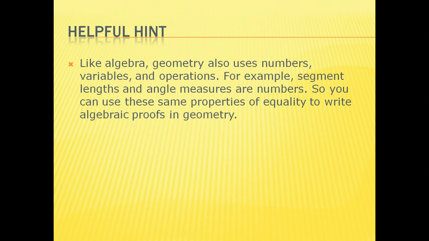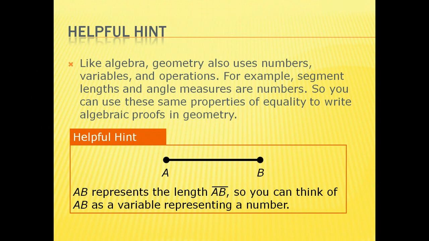Like algebra, geometry also uses numbers, variables, and operations. For example, segment lengths and angle measures are numbers. So you can use these same properties of equality to write algebraic proofs in geometry. AB represents the length AB of segment AB, so you can think of AB as a variable representing a number.